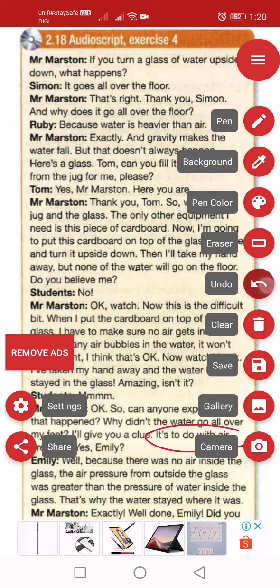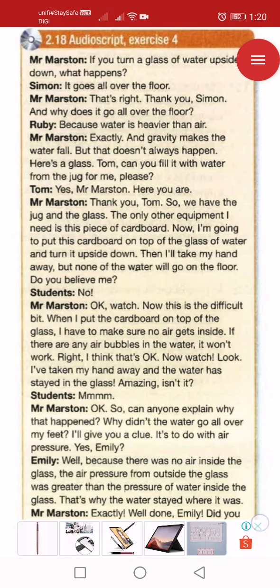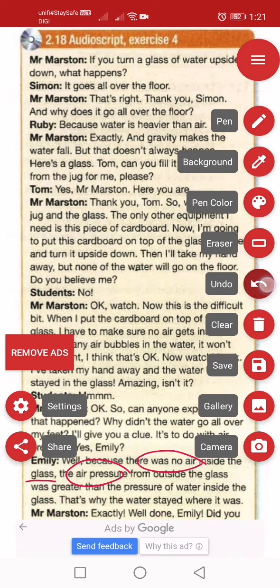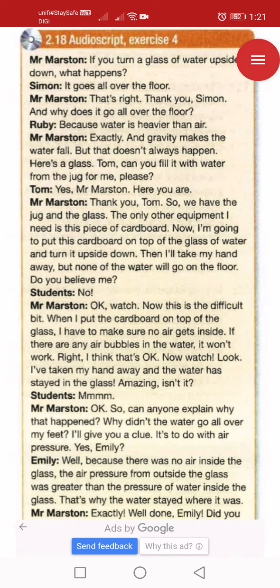Yes, Emily. Well, that's because there was no air inside the glass. Okay, kerana tiada udara di dalam gelas tu. The air pressure from outside, dan tekanan udara dari luar gelas itu, was greater than the pressure of the water inside the glass. Tekanan udara di luar gelas itu lebih kuat daripada tekanan air di dalam itu. That's why the water stayed where it was. Itulah itu air tidak tumpah. Okay, udara dari luar yang kuat itu menahan air itu daripada tumpah.